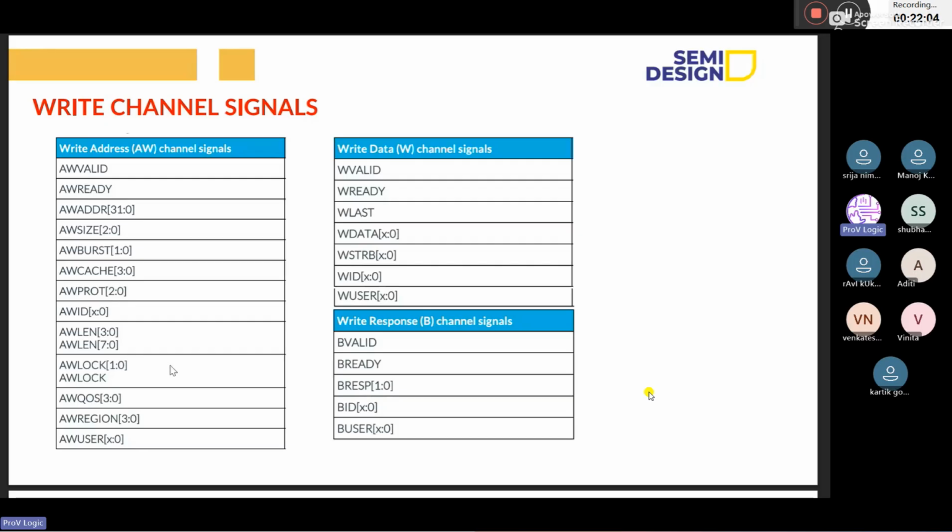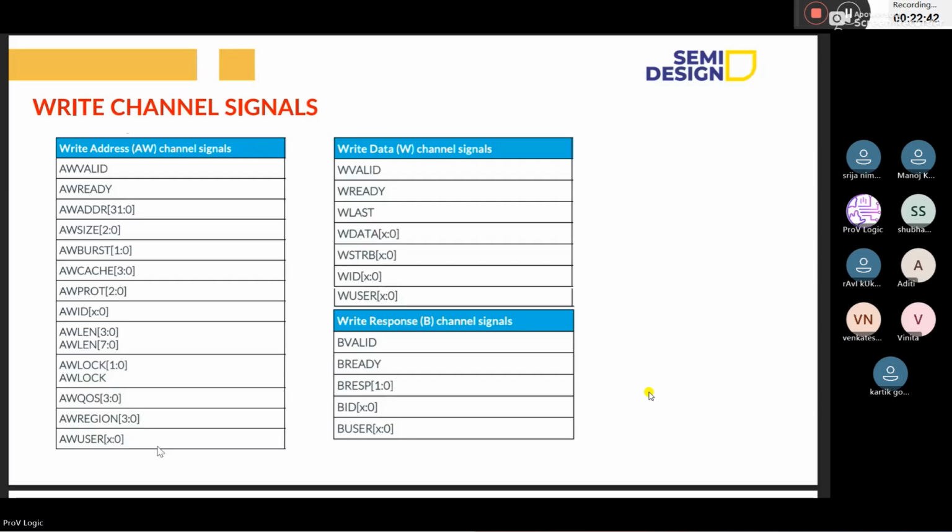Just like in AHB we have master lock, right? Same as here, AW lock, 1 down to 0. Like quality of service and region user, we have these different signals. We don't use all of them. Based on the specification only, we need to use them. Mostly we use valid signal, ready signal, address, size, burst, protect, and ID, and lock also. Length also sometimes we use, but QoS and region user are mostly not required. We'll see what the difference is between each.